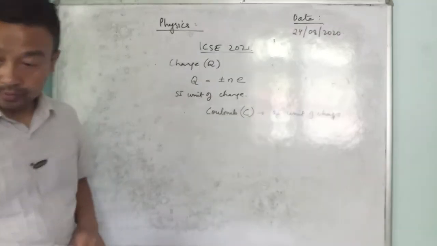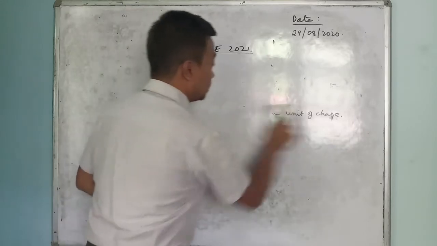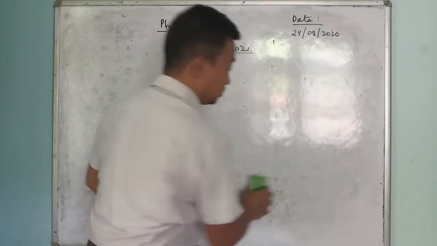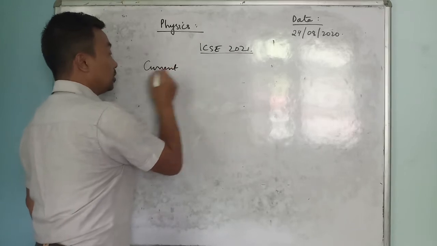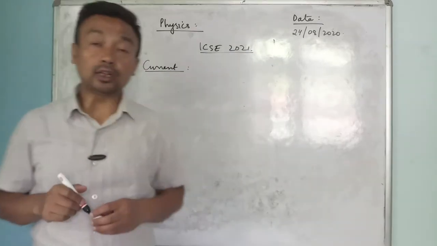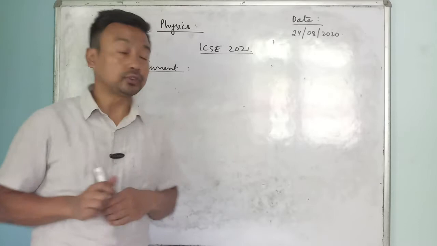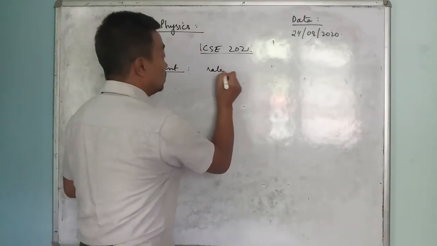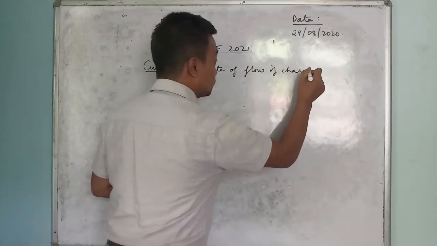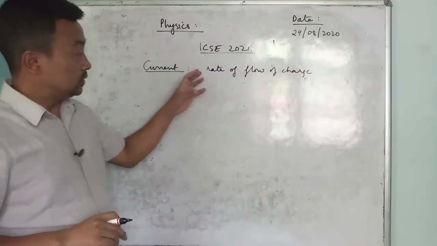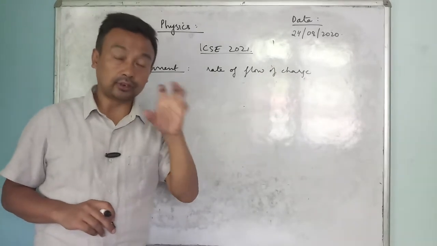So now let us come to the next topic, that is the current. Current is the next physical quantity. Current is nothing but the rate of flow of charge. Current is defined as the rate of flow of charge. That means in a conductor, how much charge flows in a given time constitutes the current.